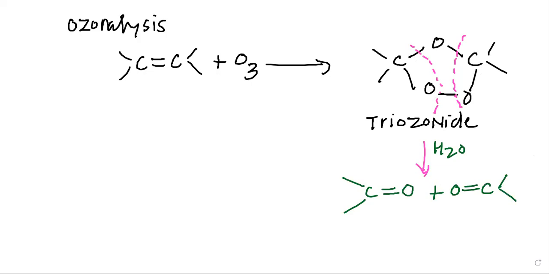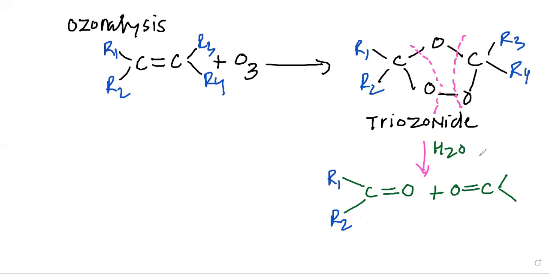Now if we put these groups, suppose we have R1 and R2 here, we will get R1 and R2 in the product. If we have R3 and R4, same way, these R3 and R4 will also remain here, and you will get R3 and R4 in the product. This is the ozonolysis method. Now think, please remember we have R1, R2, R3 and R4. Suppose your R1 is H.